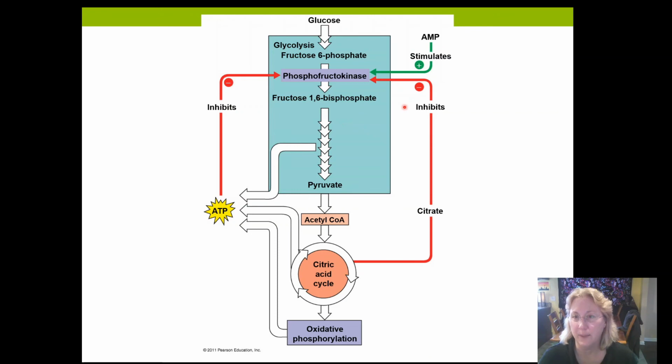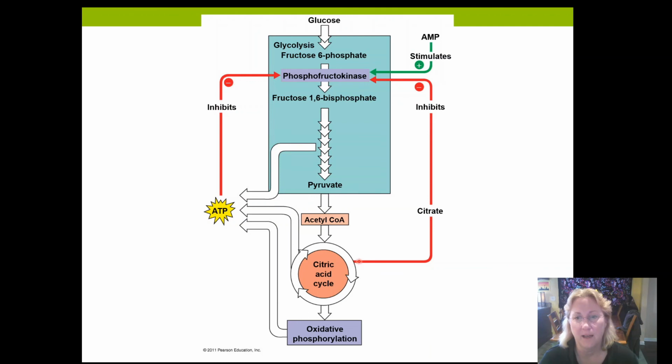And remember, inhibit means stop. So when an enzyme is inhibited, that means it's going to lower the number of reactions it's going to catalyze, or completely stop it. If it's stimulated, that means it's going to increase the number of reactions per second that this particular enzyme is catalyzing. So phosphofructokinase is near the beginning of glycolysis. So we can either inhibit or stimulate that.